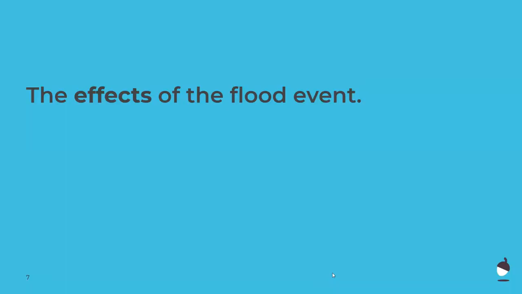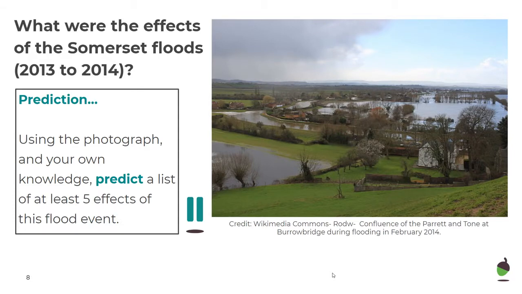So now that we've been reminded about the location and causes of the flood event in Somerset, we're now ready to consider the effects. So on your screen, you will see a photograph of flooding in the Somerset levels in an area called Boroughbridge. Before I reveal to you the specific effects of flooding during the Somerset floods, I would like you to predict what you think will be on the list.